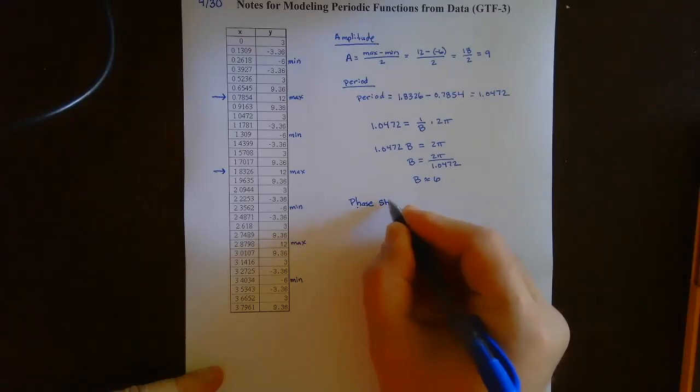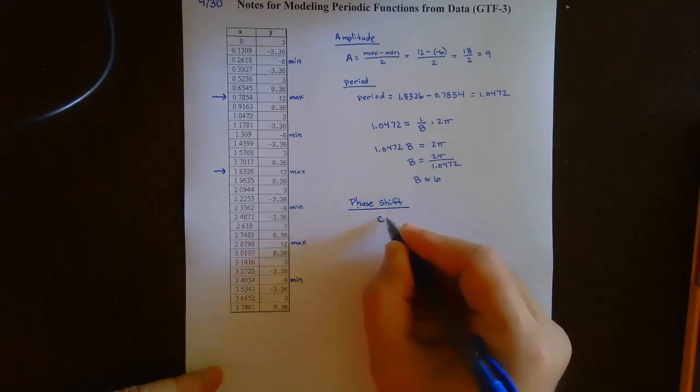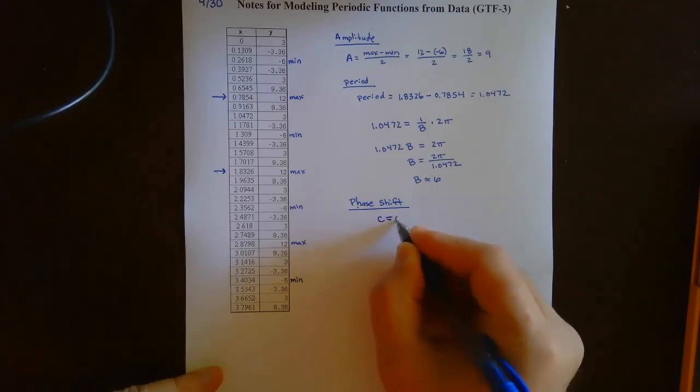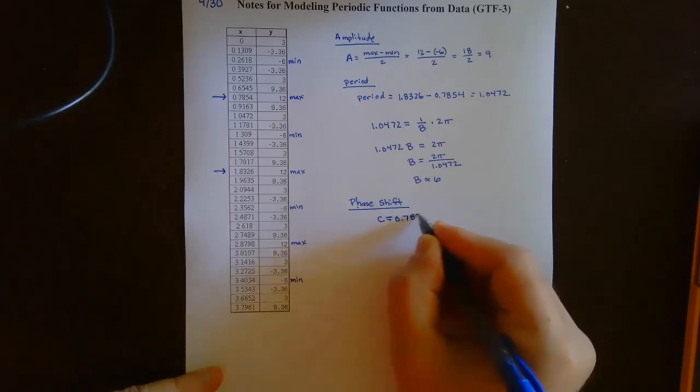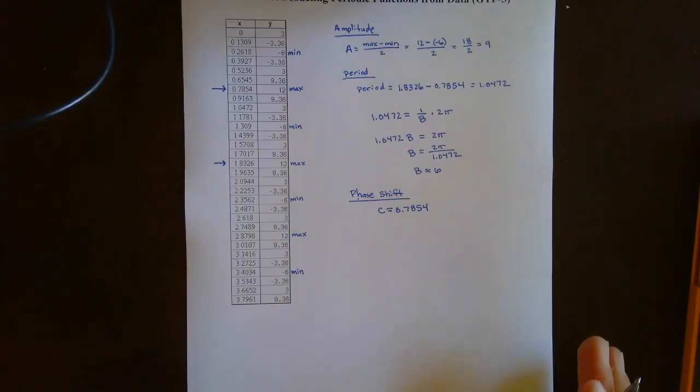That's what it's called when you do these periodic functions. So our phase shift is C, and it's equal to 0.7854, okay? And the last thing we need to do is our vertical shift.